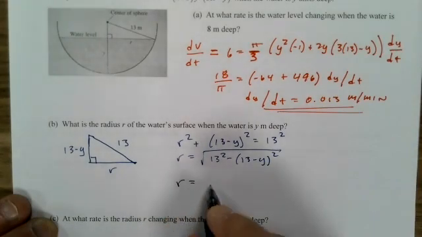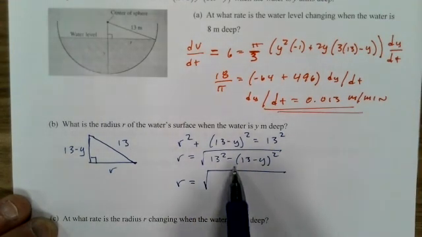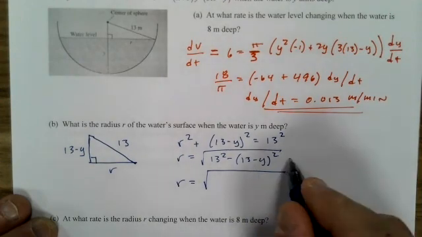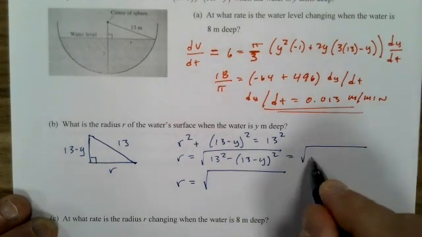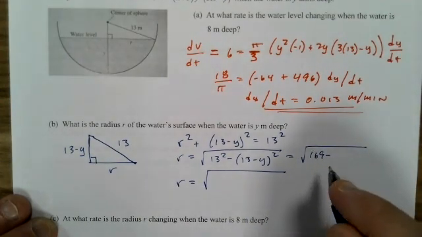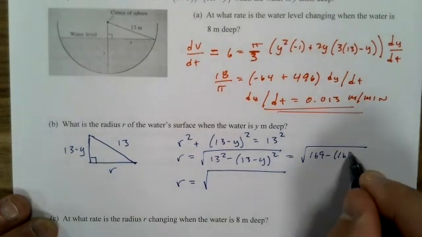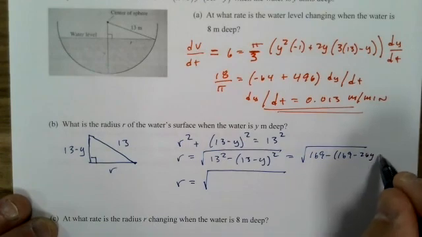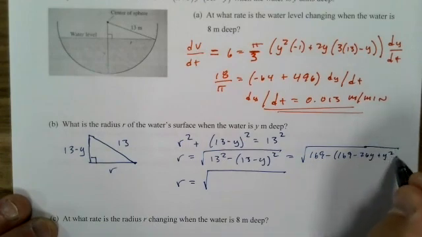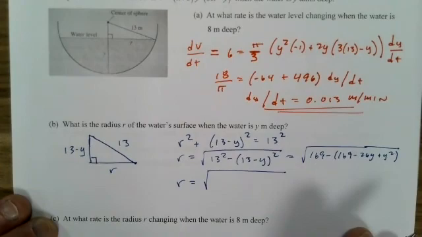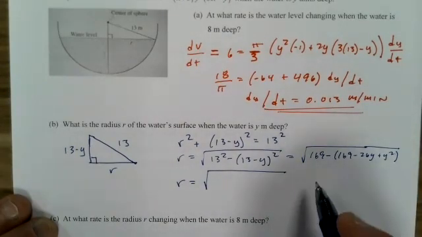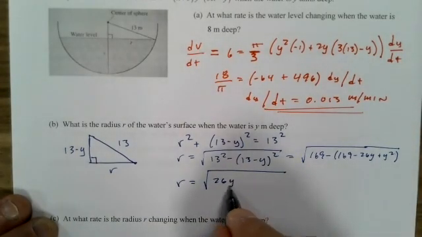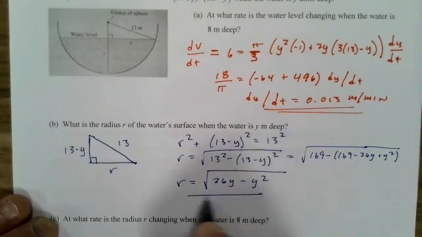So r we can write as square root. We can blast this out here. This is actually 169 minus 26y plus y squared. So the 169's cancel, negative, negative, so we get 26y minus y squared.